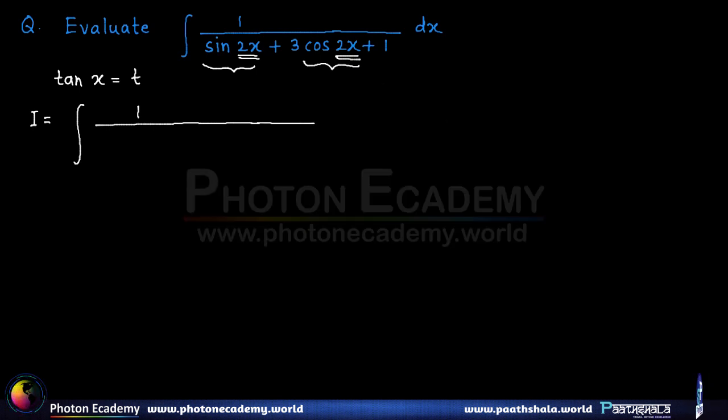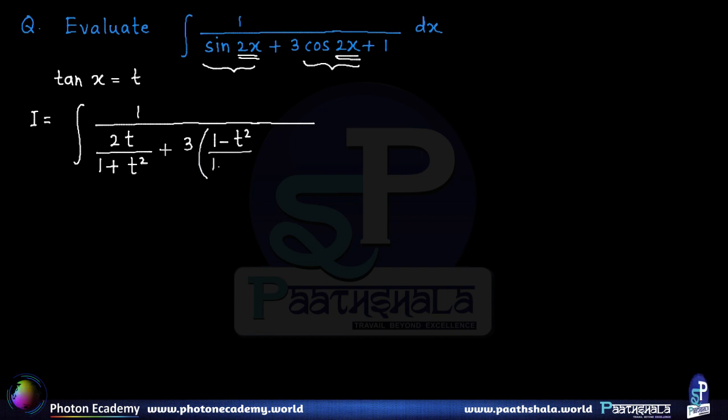Now sin 2x is 2 tan x upon 1 plus tan square x, so that is 2t upon 1 plus t square, plus 3 into cos 2x, which is 1 minus t square upon 1 plus t square, because it is 1 minus tan square x upon 1 plus tan square x, plus 1 as it is, multiplied by dx, which is nothing but dt upon 1 plus t square.